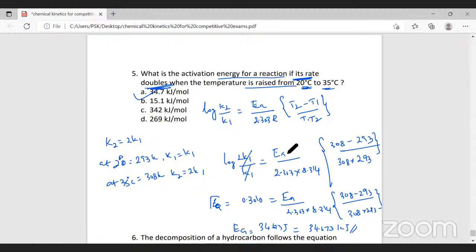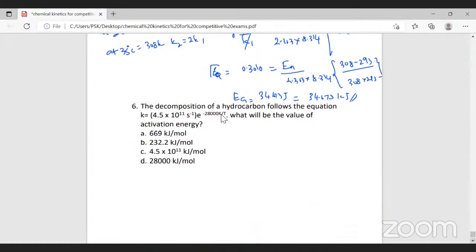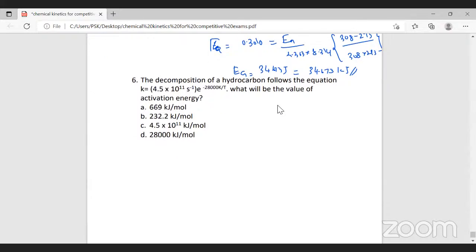Next question. The decomposition of hydrocarbon follows the equation K is equal to 4.5 into 10 to the power 11 per second e to the power minus 28,000 K by T. What will be the value of activation energy? They're asking what will be the value of activation energy.